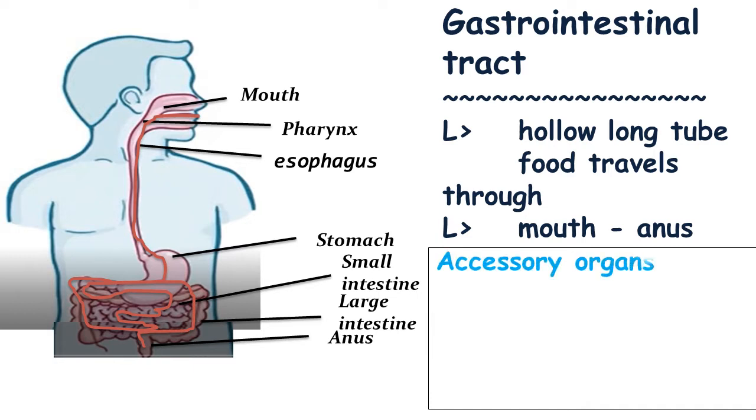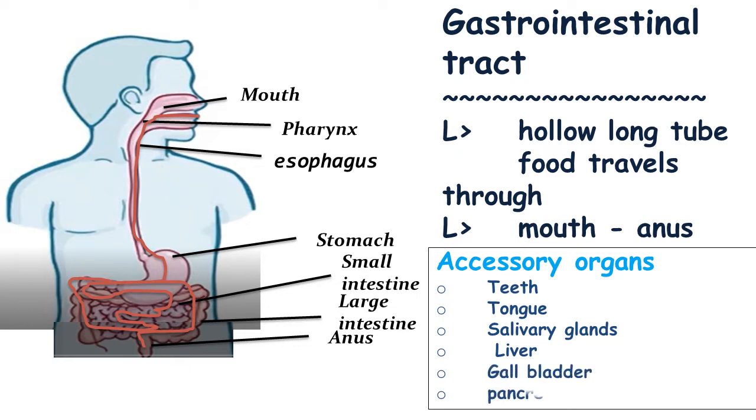The organs which help in the digestion are called accessory organs. The main accessory organs are teeth, tongue, salivary glands, liver, gallbladder, and pancreas.